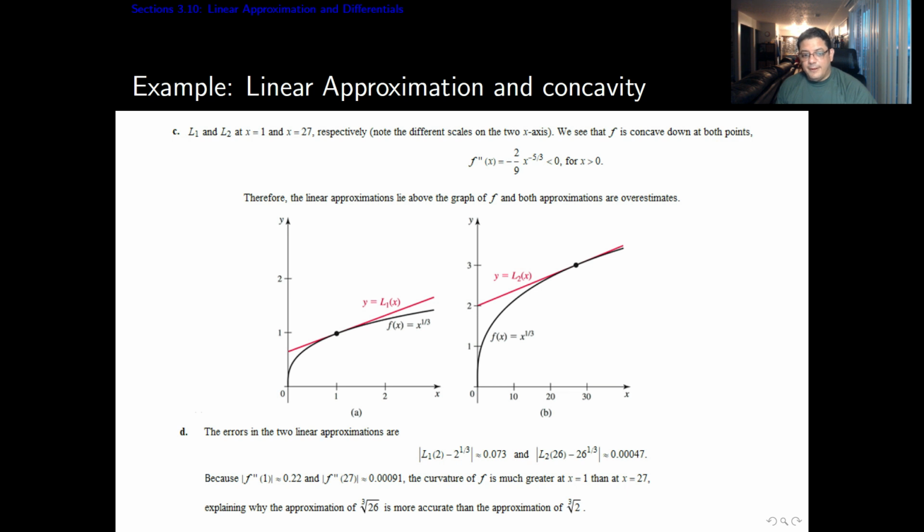Now, because f double prime of 1 and f double prime of 27 are very small numbers, and the curvature of f is much greater at x equals 1 than at x equals 27, this just showcases why the approximation of cube root of 26 is going to be much more accurate than the approximation of cube root of 2. As you can notice, this has a much smaller error than this one.